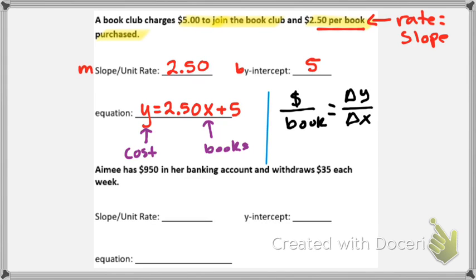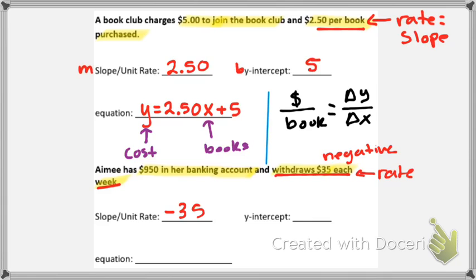Okay, so for the second one, it says Amy has $950 in her bank account and withdraws $35 each week. Okay, so here we have $950 in her bank account, so that's what we start with, and withdraws $35 each week. Okay, so our rate is going to be withdraws $35 each week. When you withdraw something from a bank, that means you're taking away. So you're taking away from her bank account, so this will be a negative number. Okay, and it will be our rate. So it's not going to be $35, it's going to be negative $35.